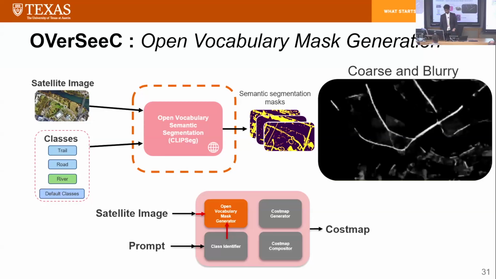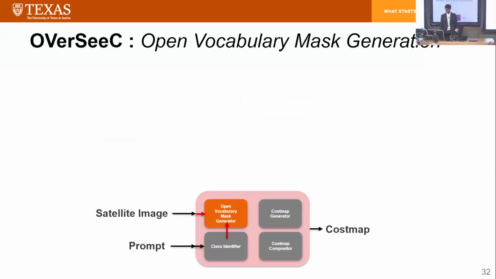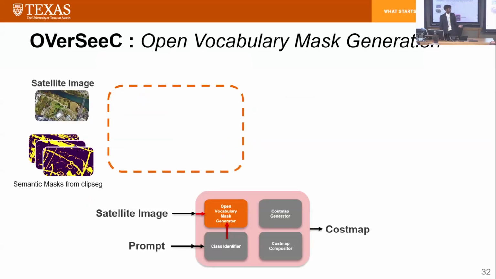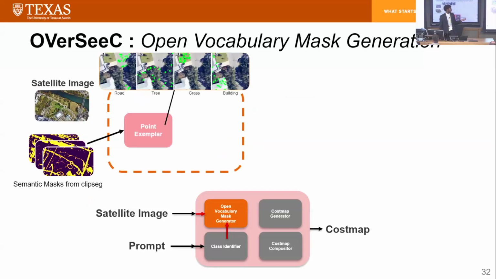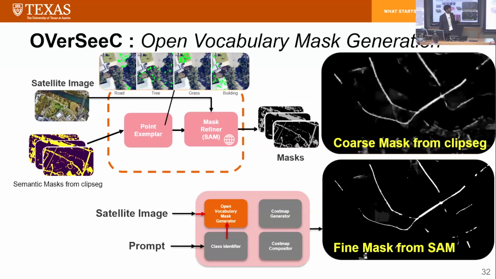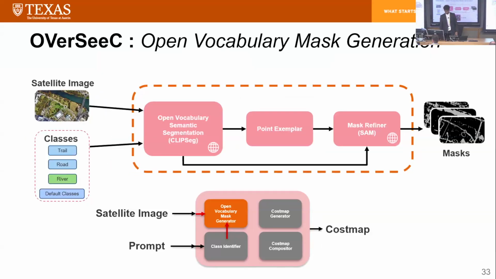So to solve this problem, we again use a foundation model. So we have these semantic masks from ClipSeg. We have a point exemplar which takes points from these individual masks and then passes them through SAM. And SAM gives us the fine masks. So this is a comparison of the coarse masks from ClipSeg and fine masks from SAM. And this is the entire overview of the open vocabulary mask generation pipeline.